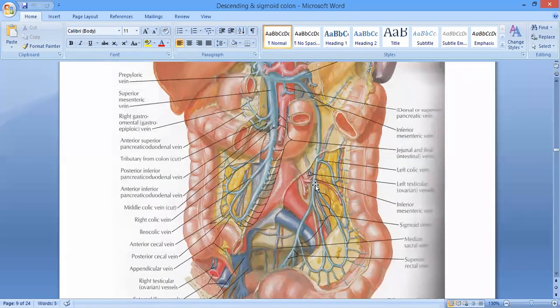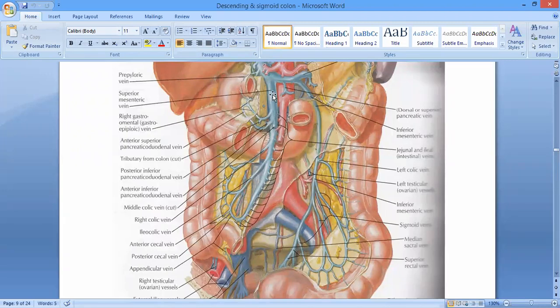The sigmoid veins are also going to drain into the inferior mesenteric. So the veins from the descending colon collect the blood and drain into the inferior mesenteric vein. And this inferior mesenteric vein is going to open here, you can see, into the splenic vein. The splenic vein and superior mesenteric vein are going to form the portal vein. So the blood collected from here, which is rich in nutrients, water and electrolytes from the descending colon, is going to be part of the venous blood going towards the liver. Okay?